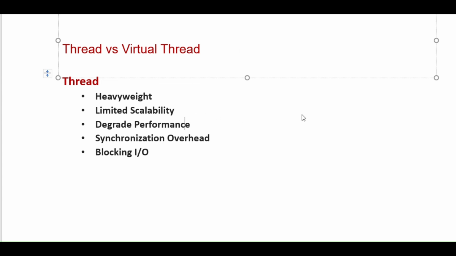So first one is heavyweight. Thread is heavyweight because they are managed by the operating system. Every new thread creation requires a system call, which can be expensive, as context switching between threads can be costly in terms of performance. And we generally use thread pools to manage resources efficiently.